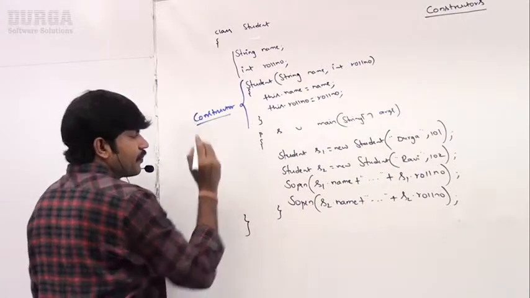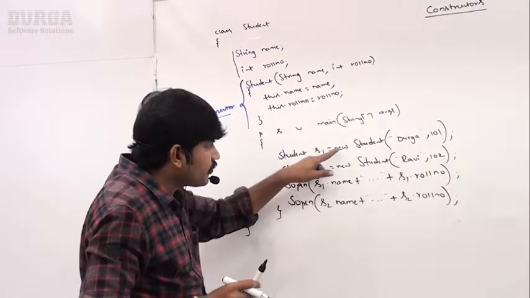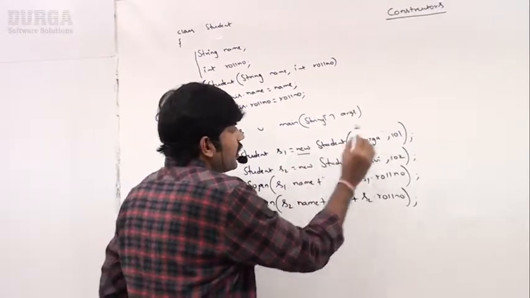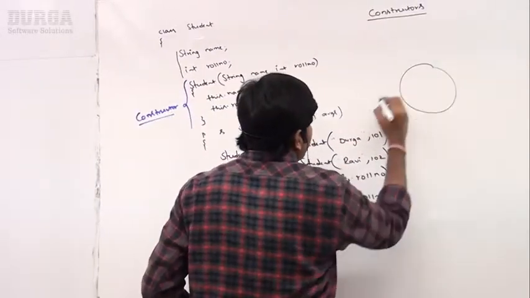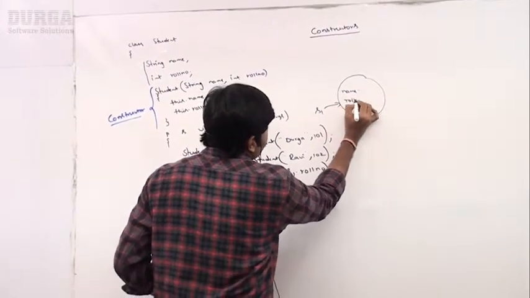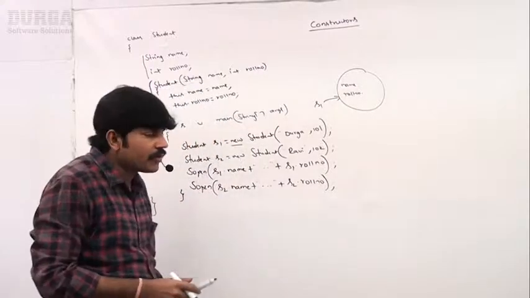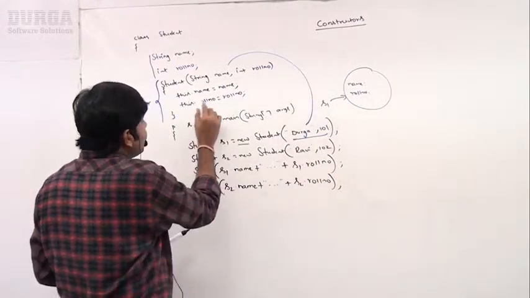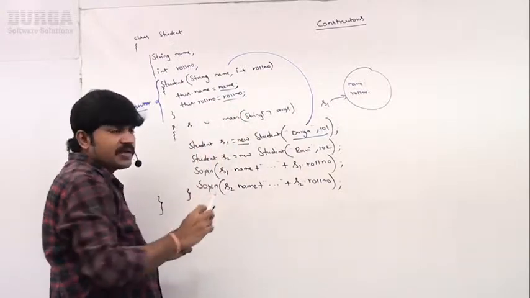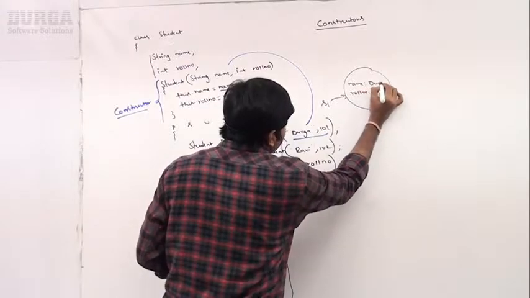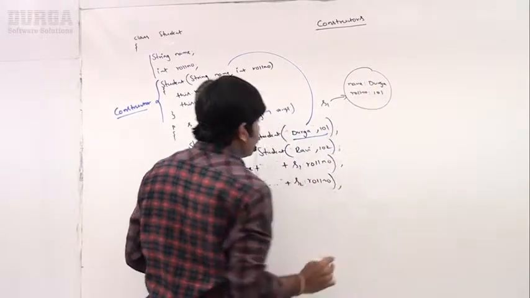Next, Student s1 = new Student("Durga", 101). What will happen? A new object got created. For the name and the roll number, the JVM will provide default values first. Then these default values will be replaced with these values because of the constructor. You know the flow, right? Now, name is Durga and the roll number is 101.